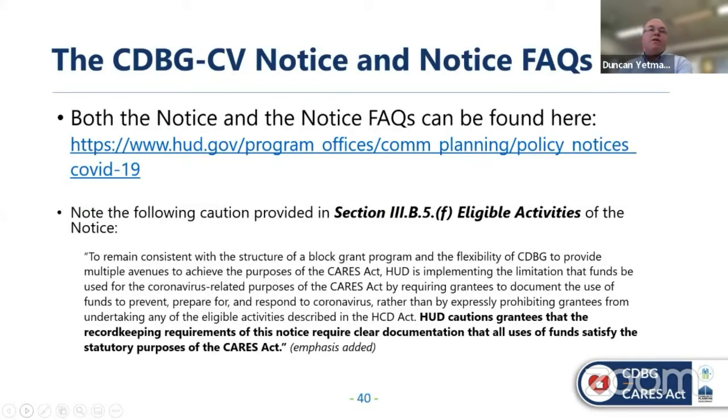The CDBG-CV notice and the notice FAQs. There's a link there on the screen that you can see for those. I did want to point out one thing about eligible activities found in the CDBG-CV notice.